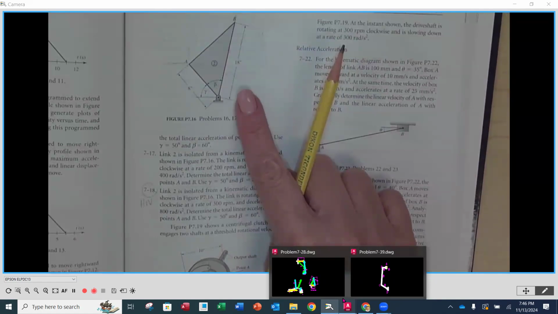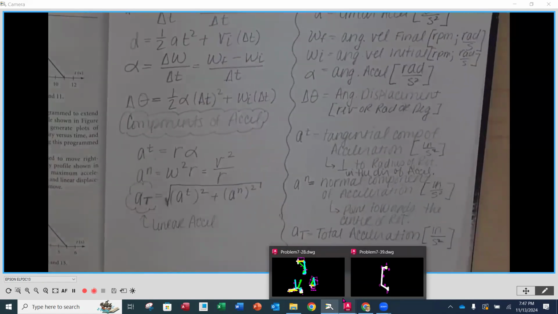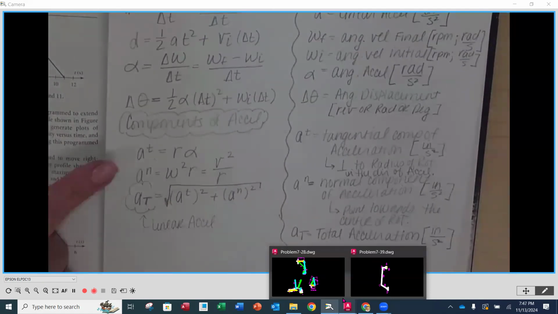For problem 7.18, using that same link above with the same dimensions, in this case we are going to be decelerating at 800 radians per second squared when we're going at 300 RPMs. Determine the linear acceleration of each one of those points. Each one of those is going to have a normal and a tangential, but then you need to find the resultant of those two, okay? So the total acceleration, when we're just interested in one individual point, is going to use Pythagorean's theorem once you determine your tangential and your normal for each one of those points, using Pythagorean's theorem to get that value, okay?